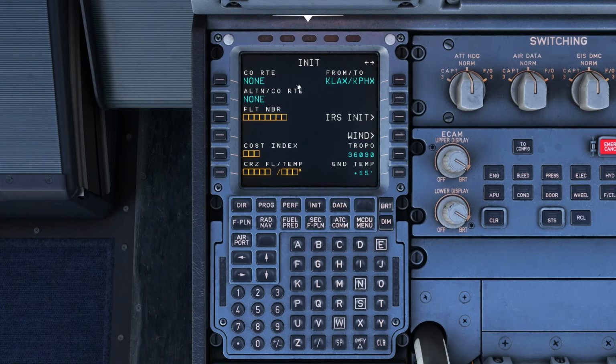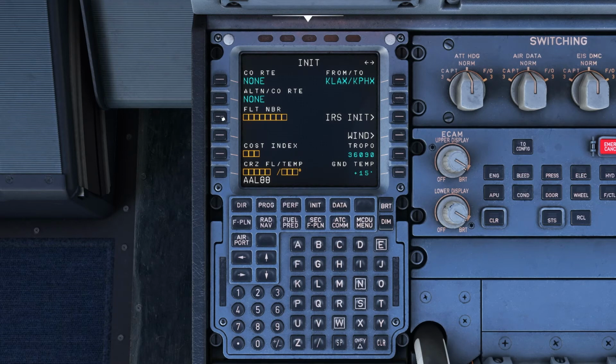Very good. Now, let's not get into too much of this. All I'm doing is getting to the point where we can put in the flight plan. But I will put in the flight number. I always put AAL, American Airlines, 88.